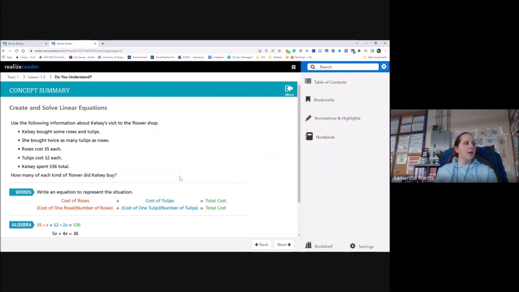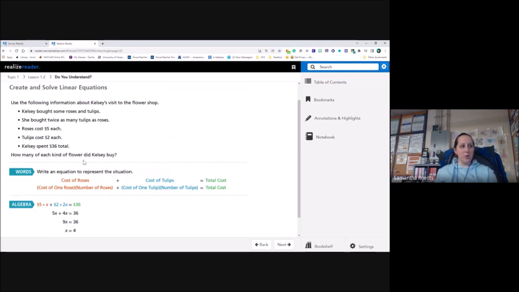Concept summary. Create and solve linear equations. Use the following information about Kelsey's visit to the flower shop. Kelsey bought some roses and tulips. She bought twice as many tulips as roses. Roses cost $5 each. Tulips cost $2 each. Kelsey spent $36 total. How many of each flower did Kelsey buy?